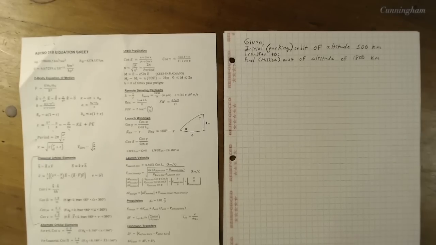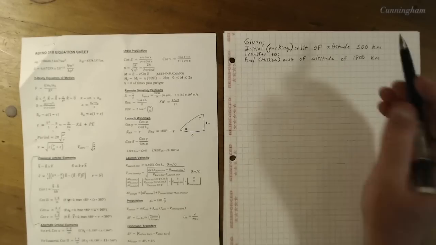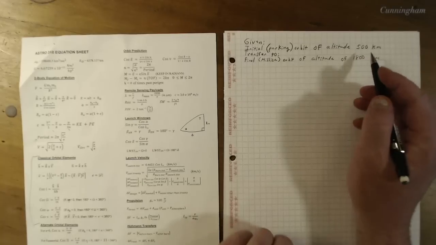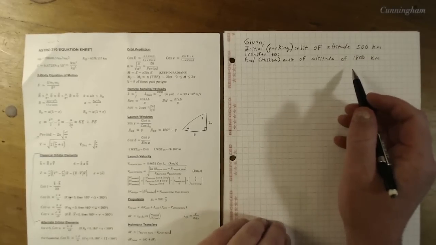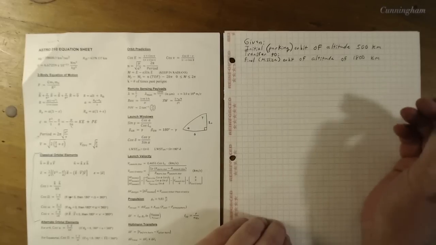The example problem that I have today says the following. It's an old Hohmann problem. It says a satellite will transfer from a parking orbit that has an altitude of 500 kilometers to a mission orbit of an altitude of 1,800 kilometers. So we have a little bit of vocabulary that we should go over.